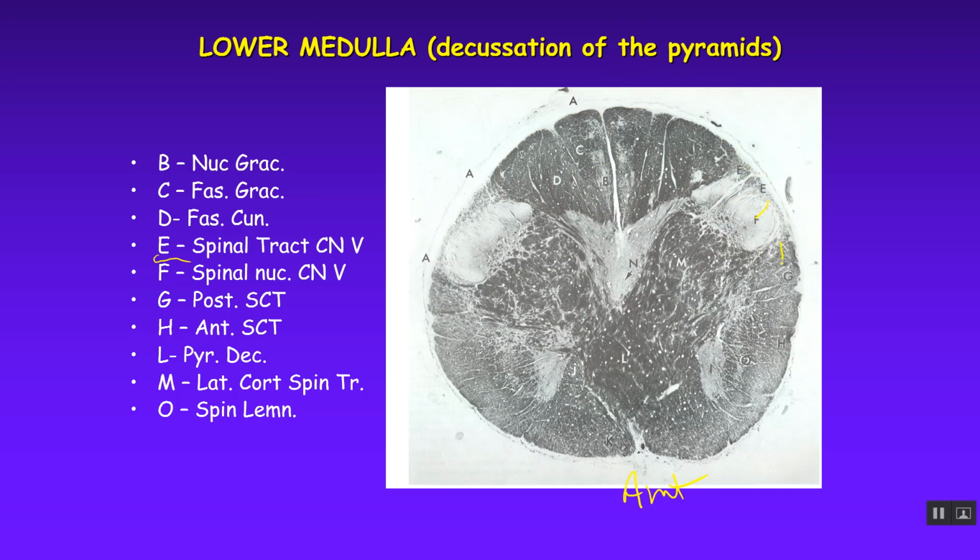G, which is this region right here, that's the posterior spinocerebellar tract. H, just in front of it right here, that's the anterior spinocerebellar tract. These guys are both going to go up and then eventually go into the inferior cerebellar peduncle and go into the cerebellum. We're down low right now. They're still working their way up to go into that inferior cerebellar peduncle. That's unconscious proprioception, right, from the upper and lower body.